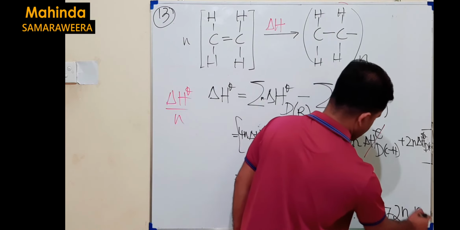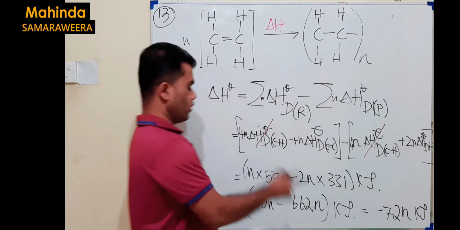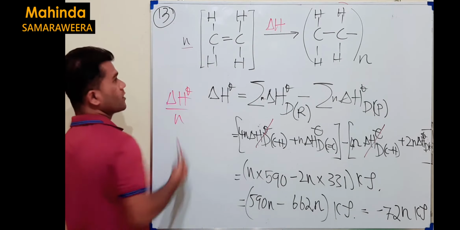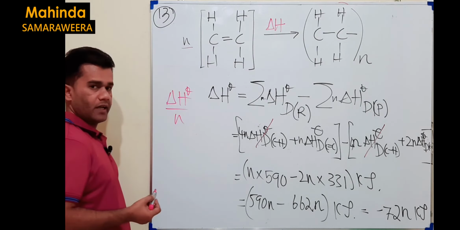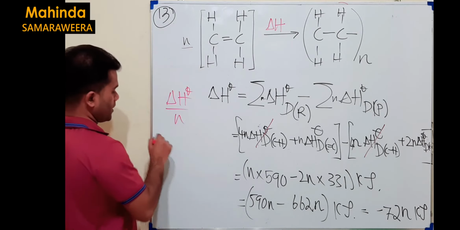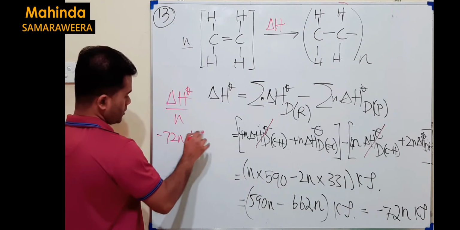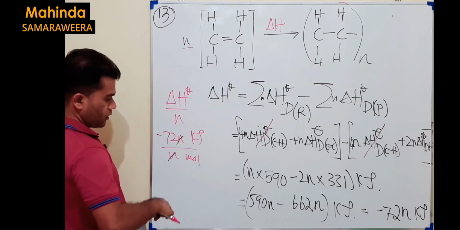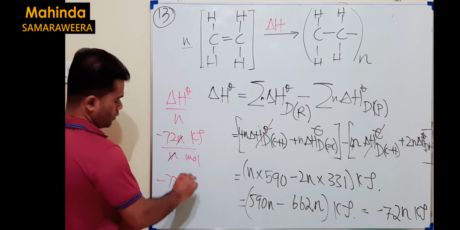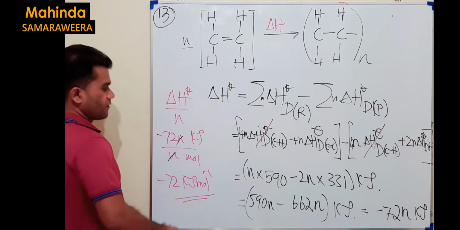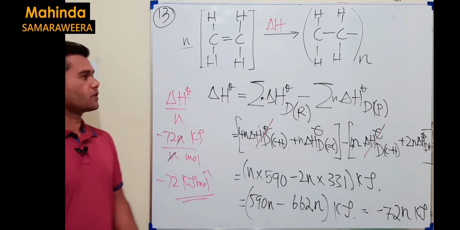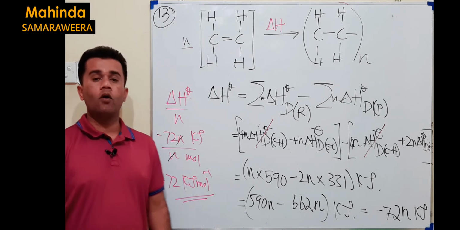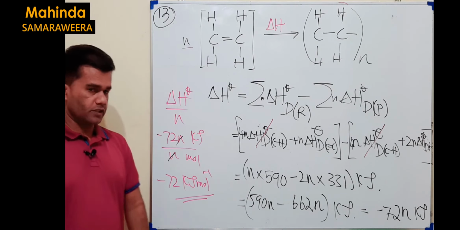But it's not the final answer, because this is per n moles. For 1 mole, we have to divide that value by n, where n means this number of moles. So minus 72n kilojoules divided by n moles, and n simply cancels out. We get the final answer: minus 72 kilojoules per mole. That's the final answer for this question. There is one correction here: 330 should be 331. Therefore, you can get all of this. But I think you understood this procedure.